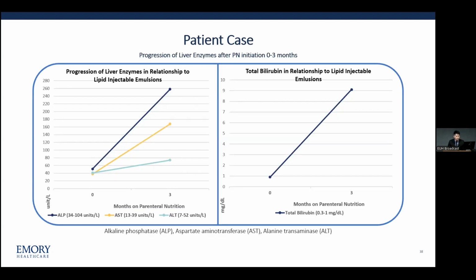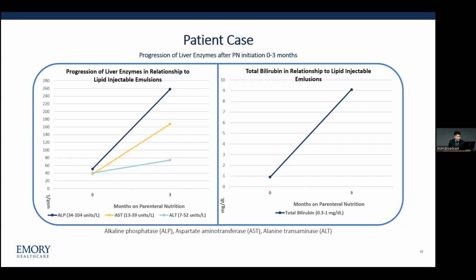So after starting PN at the outside hospital, patient CC continued with home PN, and these lab results were recorded after the patient had been on PN for 3 months. On the left side, you can see the progression of liver enzyme in relationship to the lipid injectable emulsion, with the y-axis measuring the unit of the enzyme that we measure, and the x-axis is the month the patient had been on parenteral nutrition. This layout will be the same for the rest of the presentation.